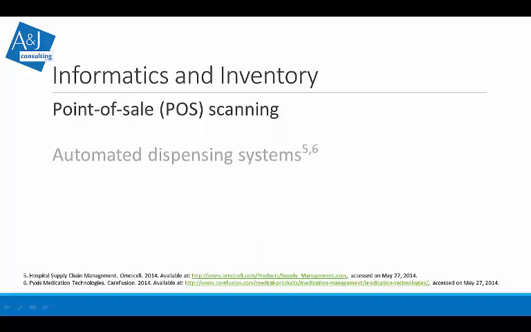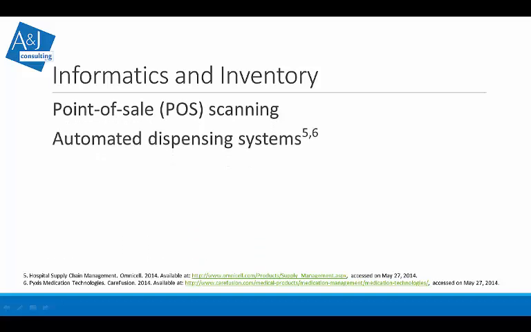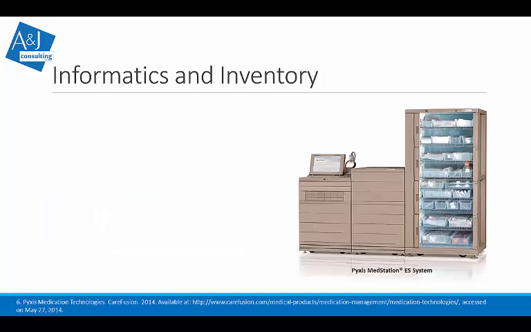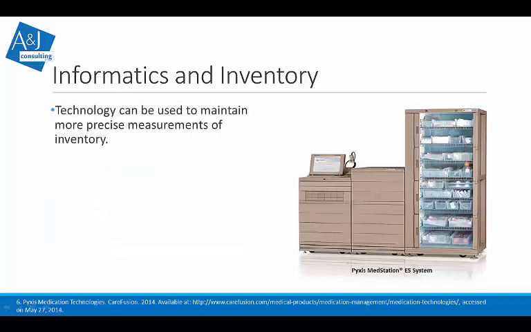Point of sale scanning, and also automated dispensing systems like Omnicell and Pyxis. We also may use things like RFID tags to monitor inventory and detect theft. I don't know if you've ever noticed, when you're shopping, that they'll have those little weird tags on something, so that if you walk out the door with it, it sets off an alarm. So essentially, technology can be used to maintain more precise measurements of inventory.